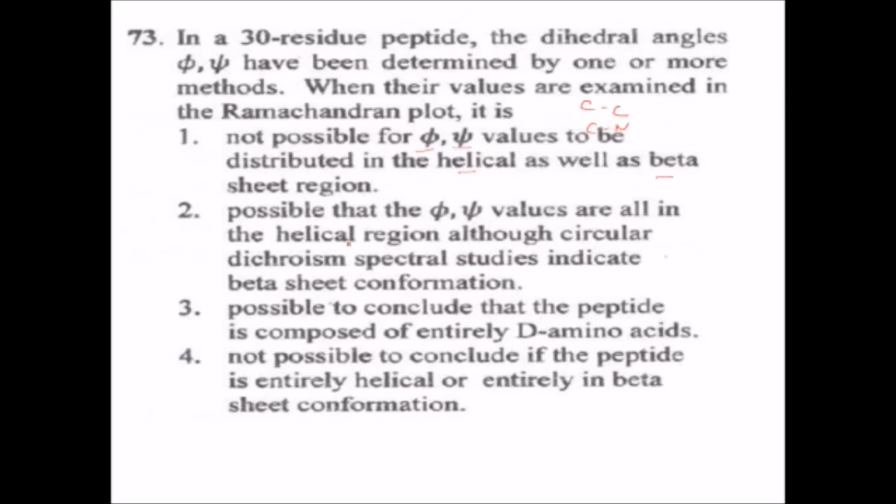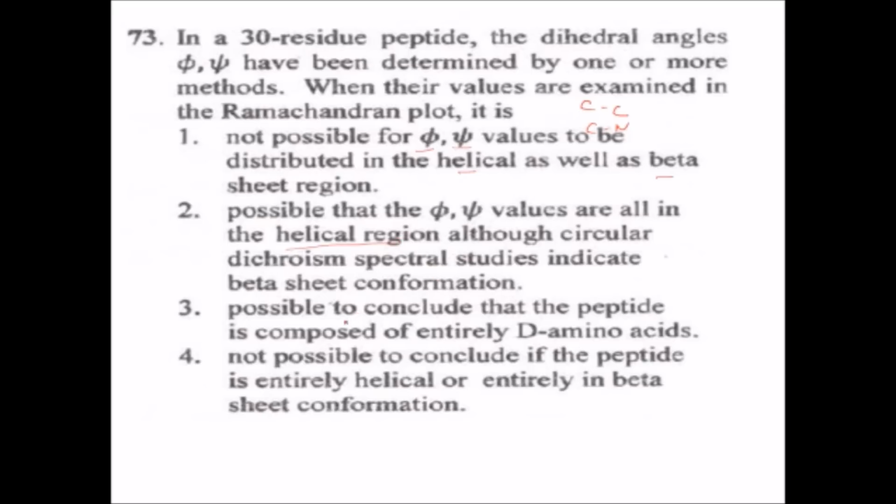The next point: it is possible that psi and phi values are all in the helical region. It may be possible, but another point is that all the circular dichroism spectral studies indicate beta sheet conformation. It is not possible because the Ramachandran plot also tells about the structure of the protein with the help of psi and phi angles. So if it is telling that it is in the helical region, it is not possible that the protein will be in the beta conformation state. So this statement is also wrong.